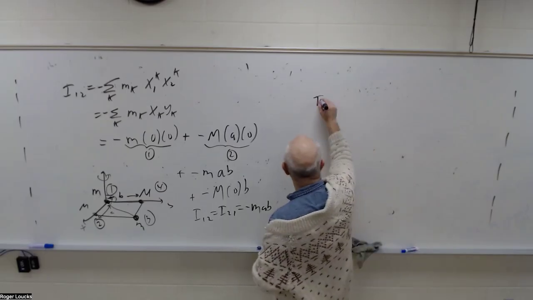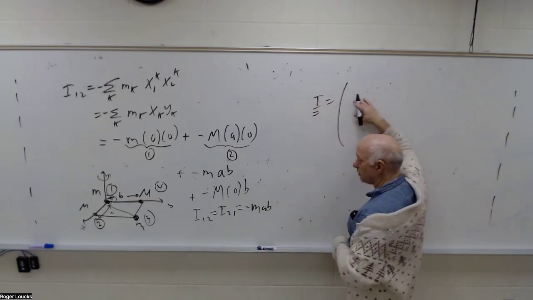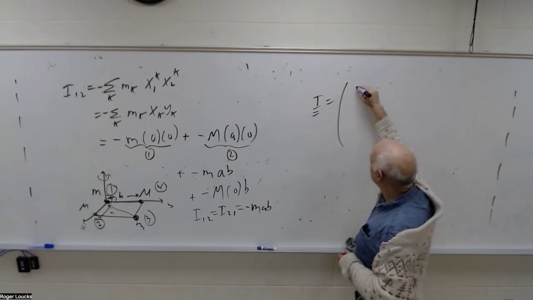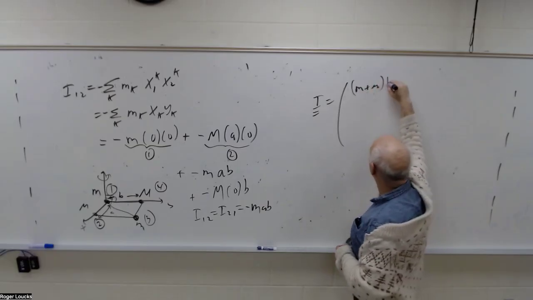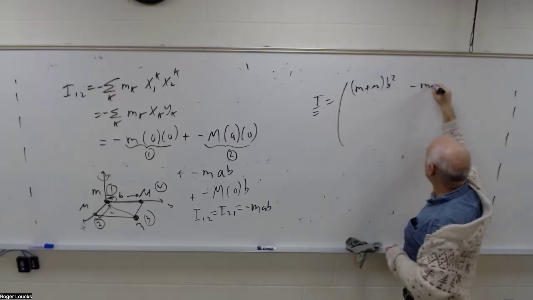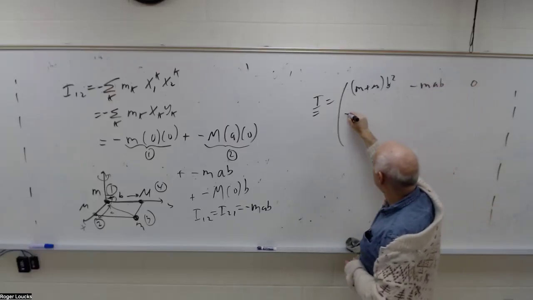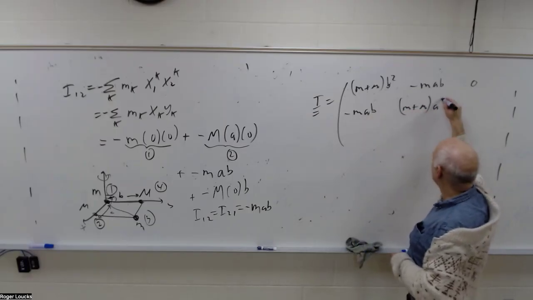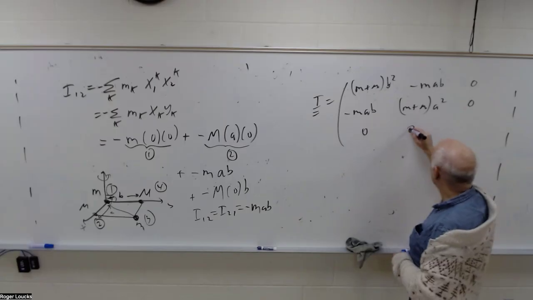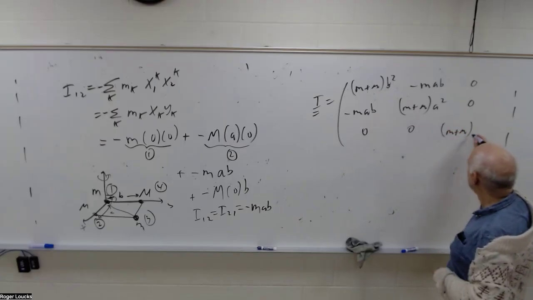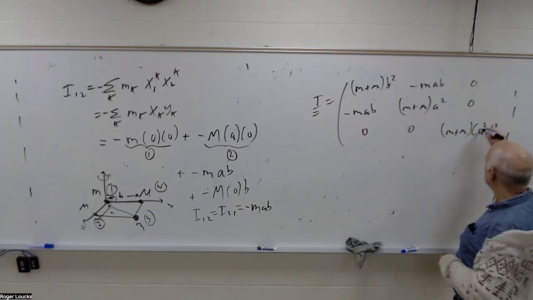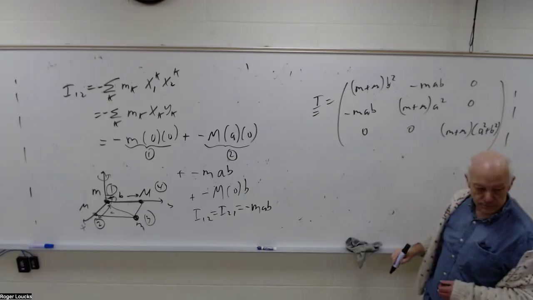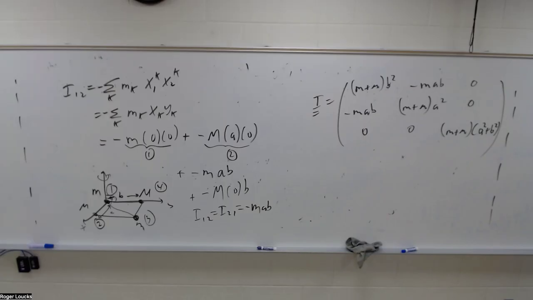So what this means is that my I matrix is blocked. What were these again? This is little m plus big M e squared, minus m e b, 0; minus m e b, little m plus big M e squared, 0; 0, 0, little m plus big M a squared plus b squared. Make sense?